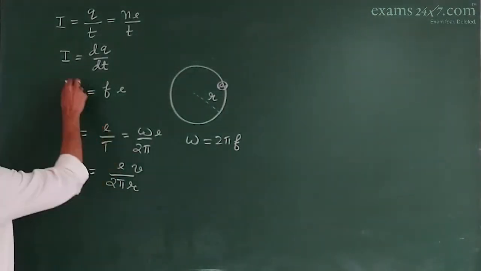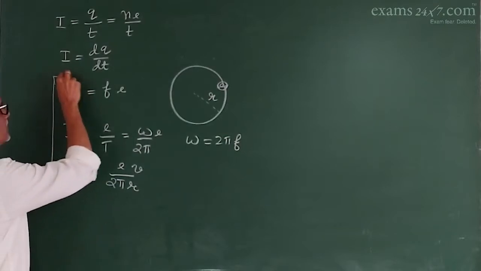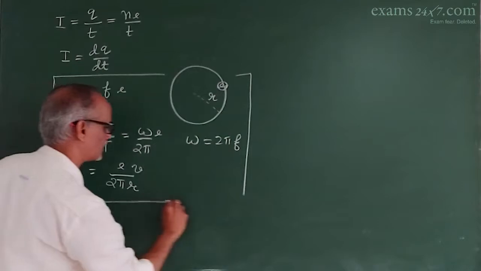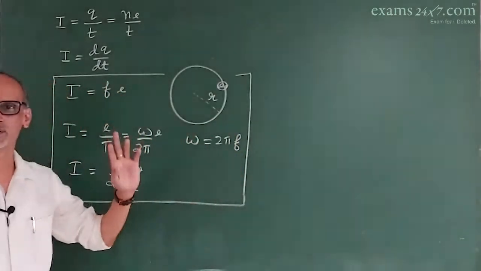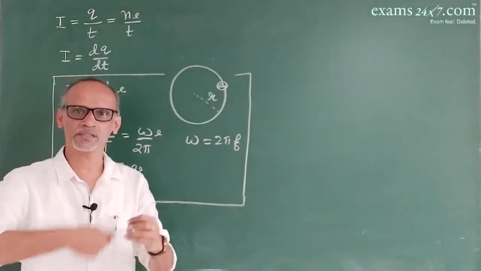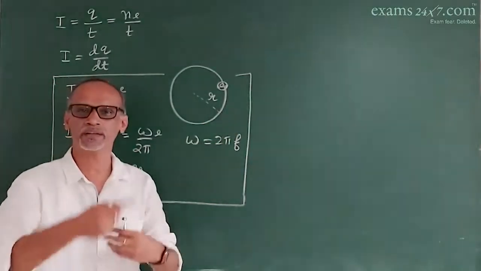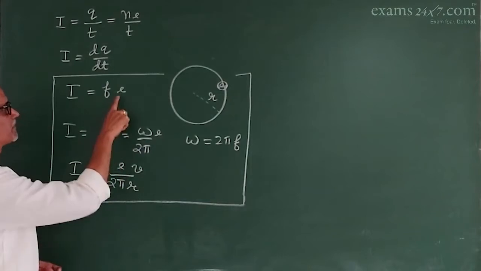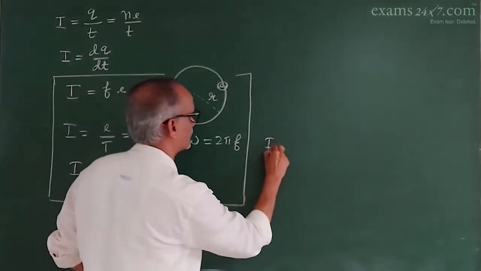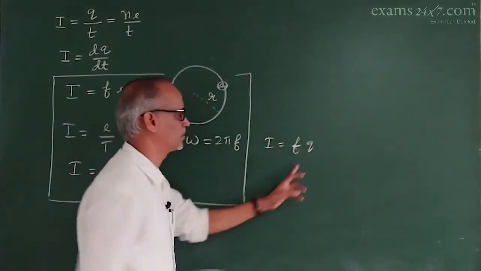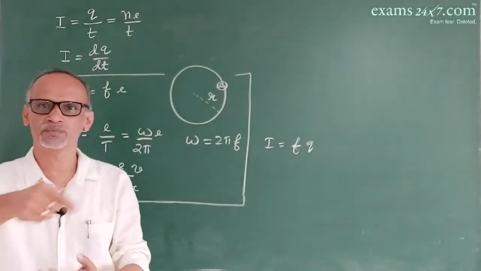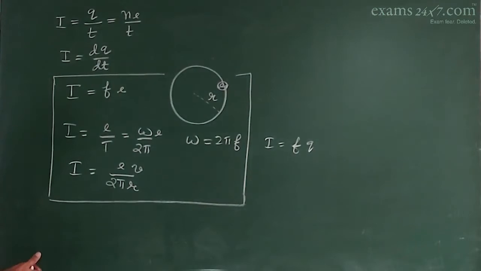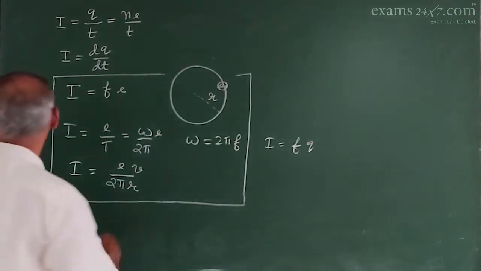So these equations are applicable only to revolving electrons, only when the charge moves in the circular path. Not only for electron, even for any charge we can write it. So in that case, instead of e, I have to replace it with q, so I is equal to f q, where q is the charge which is moving in the circular orbit. So these are all expressions for electric current.